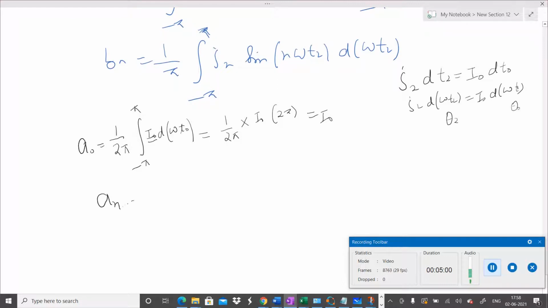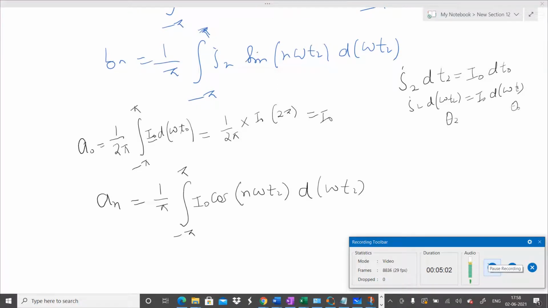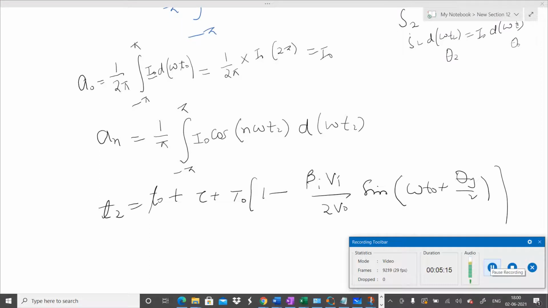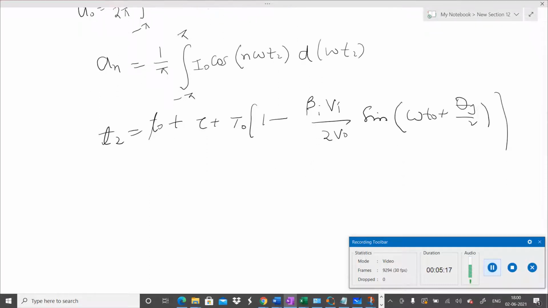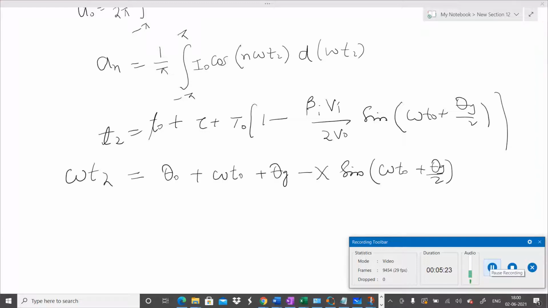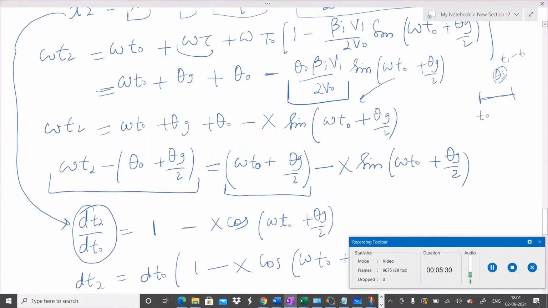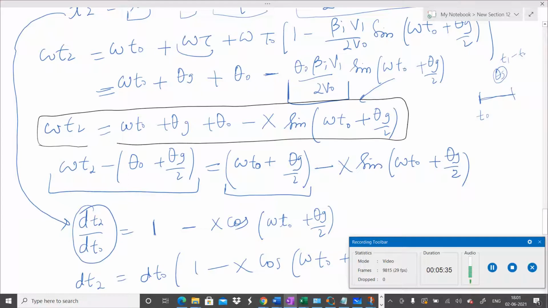Now an is equal to I0 cos of n omega t2 d of omega t2. And now to compute it further, we know what t2 is equal to. Just recall yesterday we derived it, you can go back to the previous video lecture, and hence we can write omega t2 as this. Let me take you back to the part of the lecture where we derived it yesterday, if you recall it. So here it is. This is the point where we derived it yesterday, omega t2.